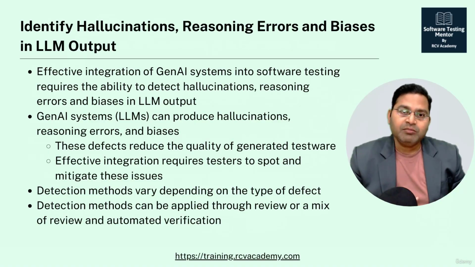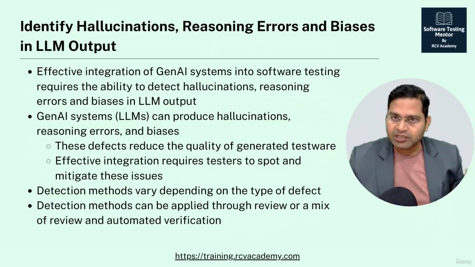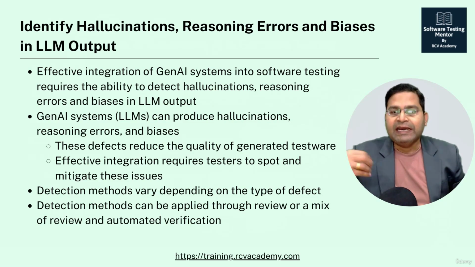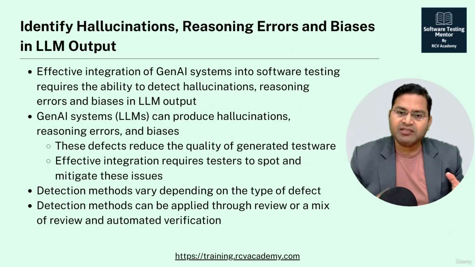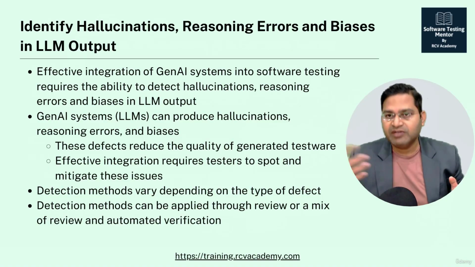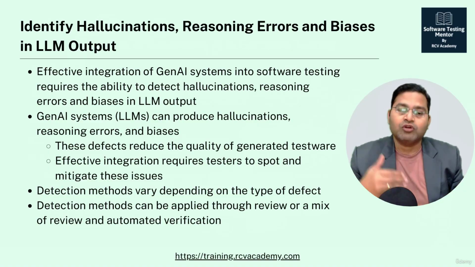A generative AI system can produce hallucinations, reasoning errors and biases, and these defects reduce, first of all, the quality of the generated tests. Anything that you generate in software testing from GenAI, the quality will be compromised, and you won't be able to use it. It's not of good quality, right? Effective integration requires testers to spot and mitigate these errors. Detection methods vary depending on the type of defect, whether it's a reasoning error, bias or hallucination. Detection can also be applied through review or a mix of review and automated verification.